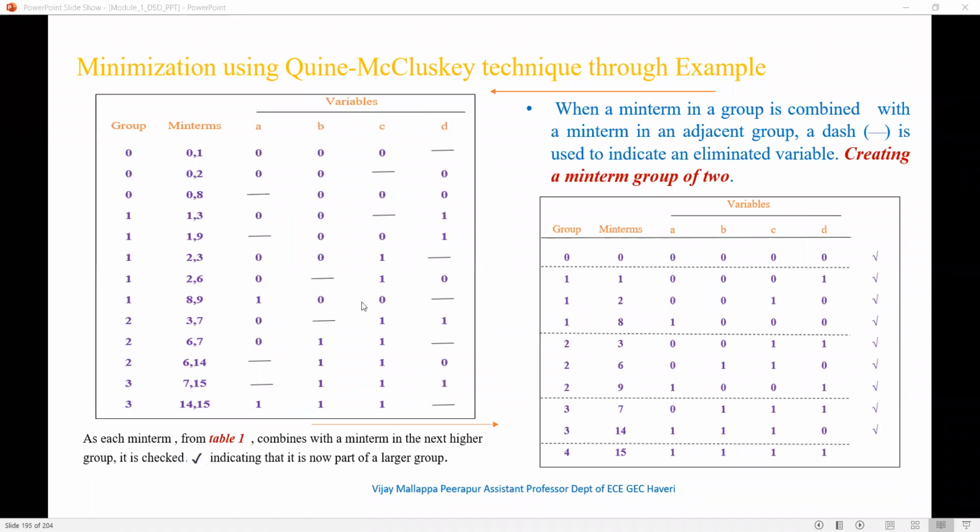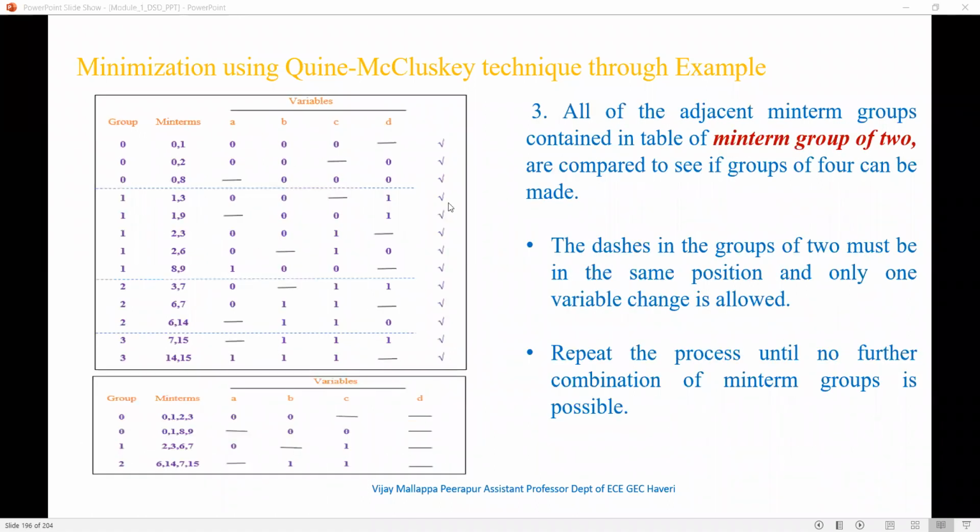Now we do the comparison. Now we have the comparison here. As I said here, 0, 1, 2 and 3. What we have is 0, 0. Since C was the variable that changed, it is replaced with a dash, and D was common. Similarly, what we have is 1, 2, 8, 9 here, right?